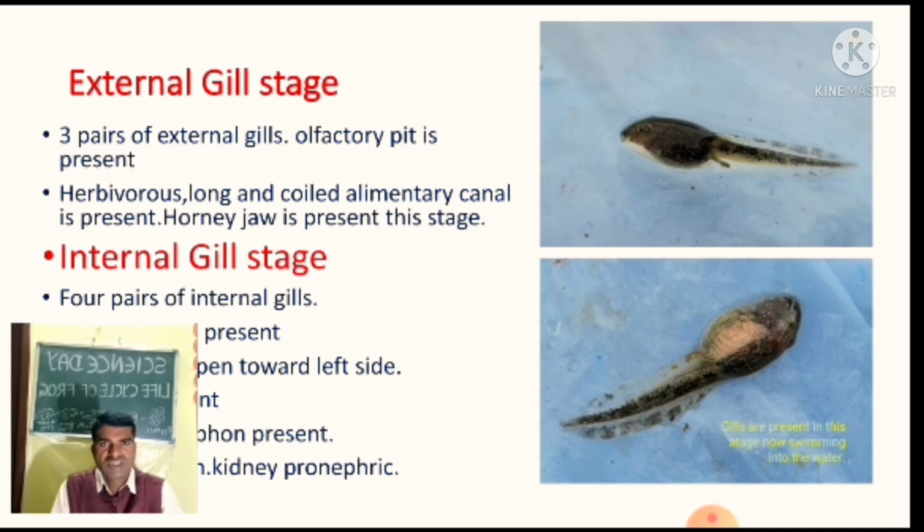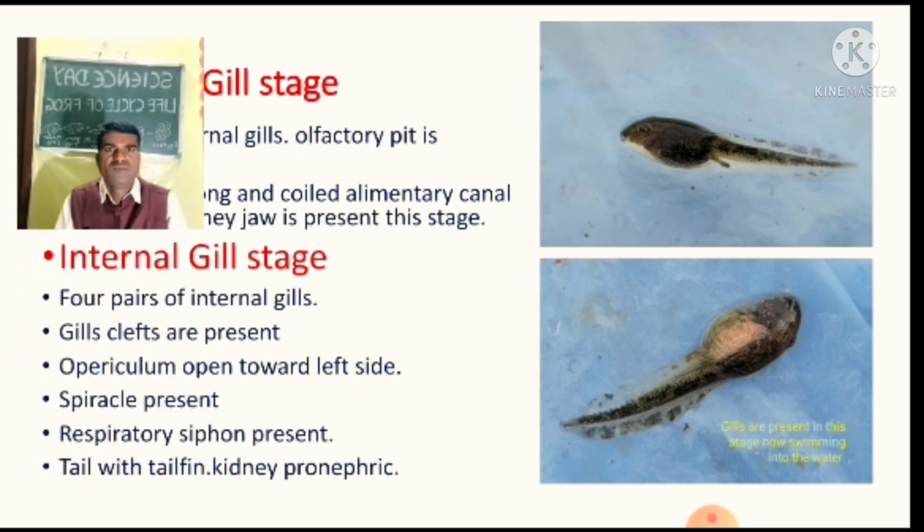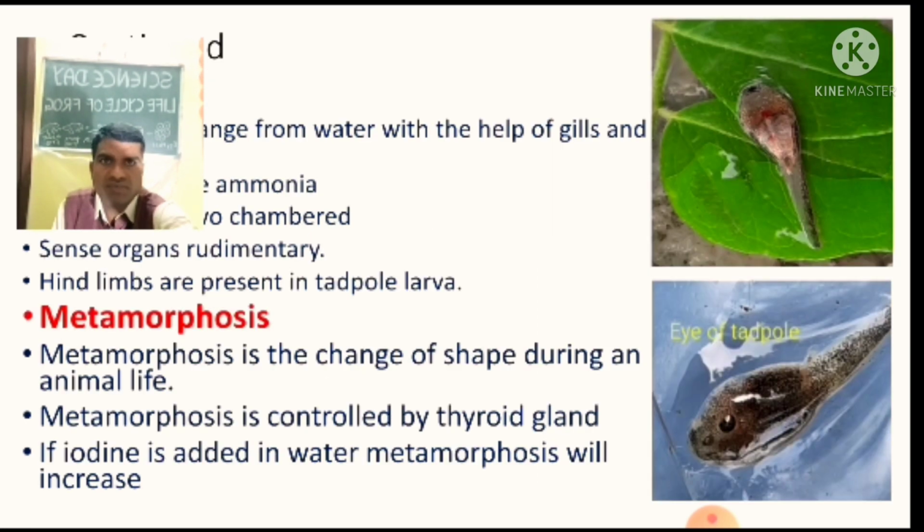So external gills are formed in this stage, and the next stage is the internal gill stage. Four pairs of internal gills are forming. Gill clefts are also present here. The operculum opens towards the left side. Spiracles are also present in this stage. Respiratory siphons are also present. Tail with tail fin. Kidneys are mainly pronephric. So external gills and internal gills are both forming here.